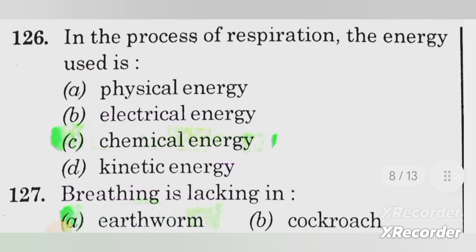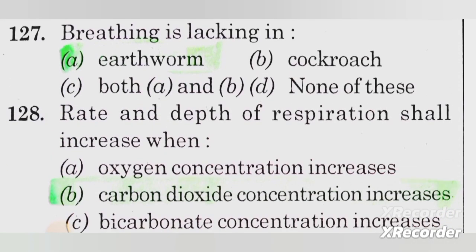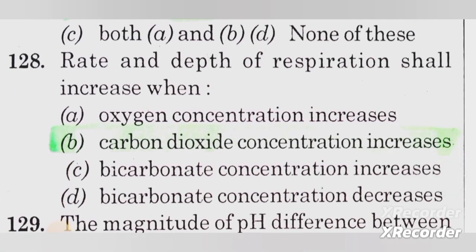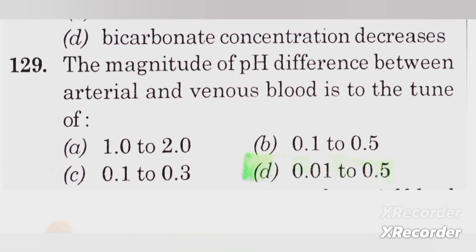Next, 126. In the process of respiration, the energy used is answer C. Chemical energy. Next, 127. Breathing is lacking in answer A. Earthworm. Next, 128. Rate and depth of respiration shall increase when answer B. Carbon dioxide concentration increases. Next, 129. The magnitude of pH difference between arterial and venous blood is to the tune of 0.01 to 0.5.